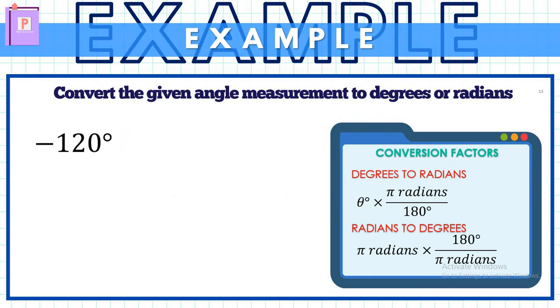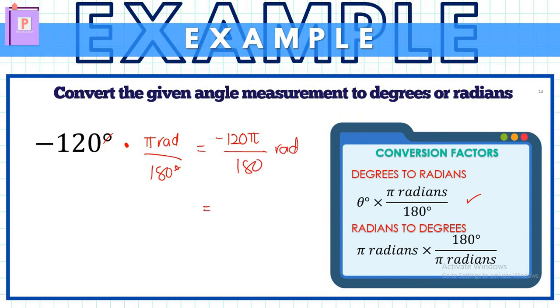Moving on, let's try a negative angle. Regardless of the sign of the degree or the angle, you can always convert it using the conversion factor. So we are going to use again this one. Theta is negative 120 degrees. Multiply it by pi radians all over 180 degrees. Again, the degree symbol will be cancelled and we're left with the constants negative 120 times pi all over 180. The unit of measurement is radian.